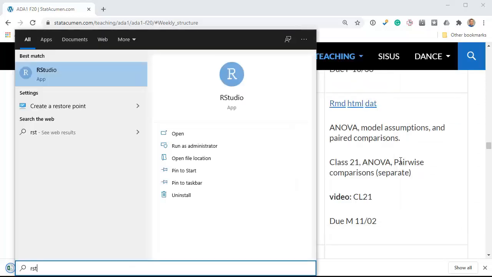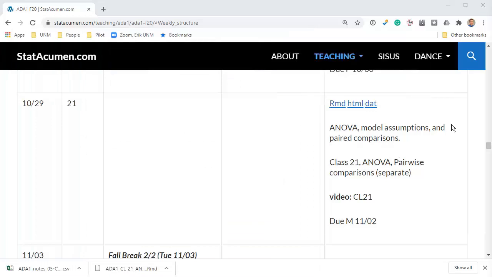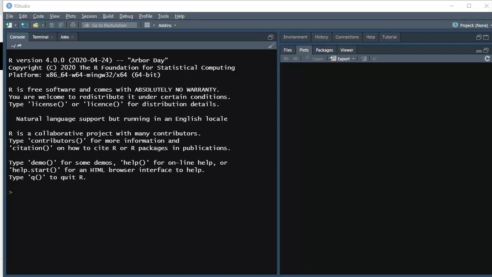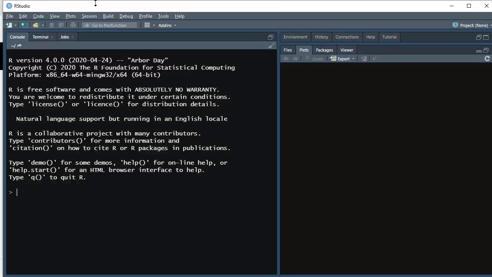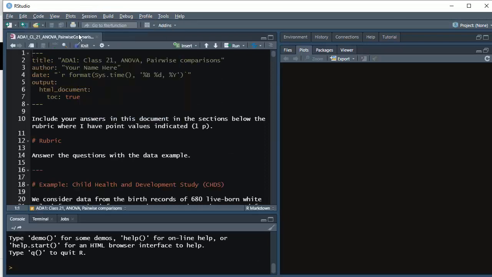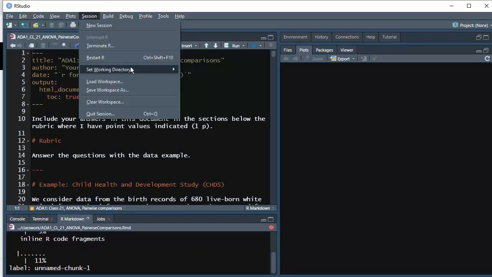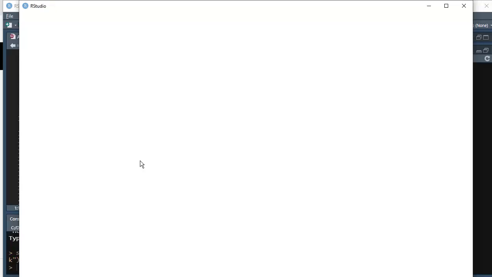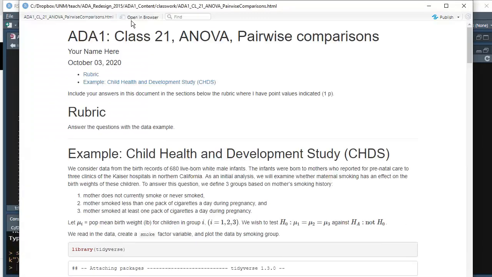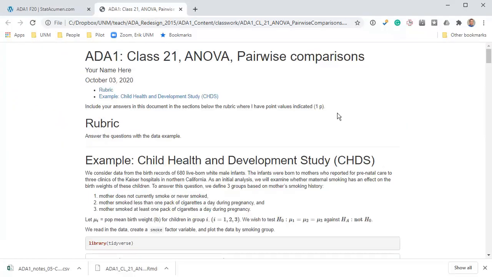And we'll open up RStudio. Open the Markdown file that we just downloaded. And then we will knit this file, and we will also set the working directory to the source file location. Alright, so here is the assignment. I'll open it in the browser and zoom in a bit.